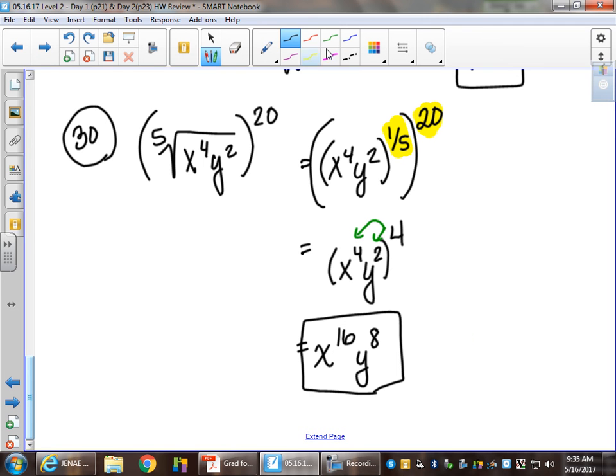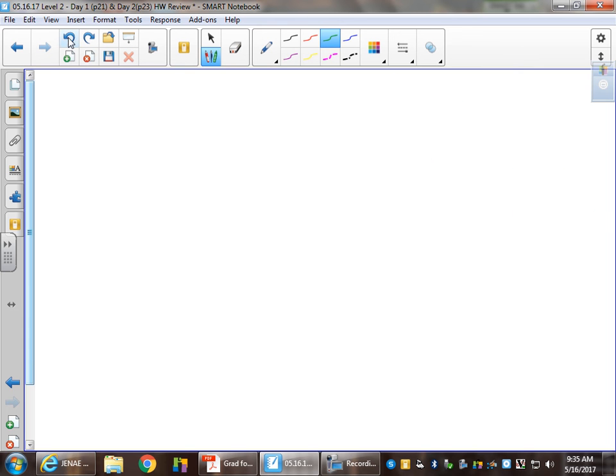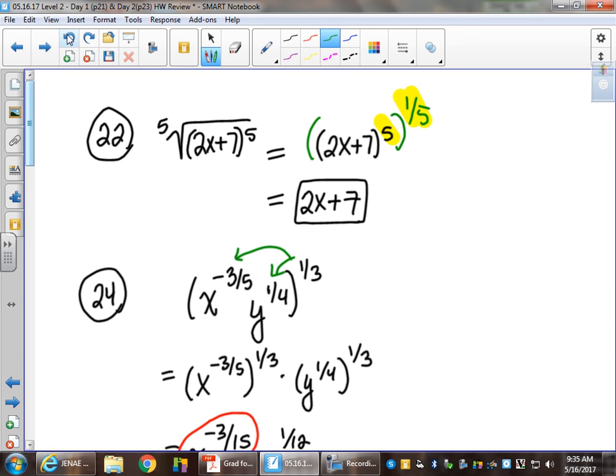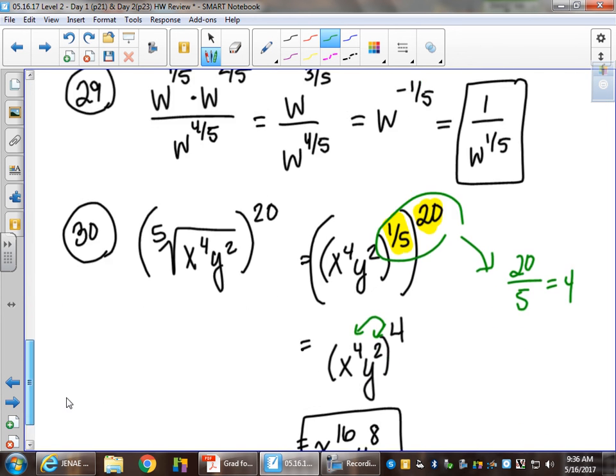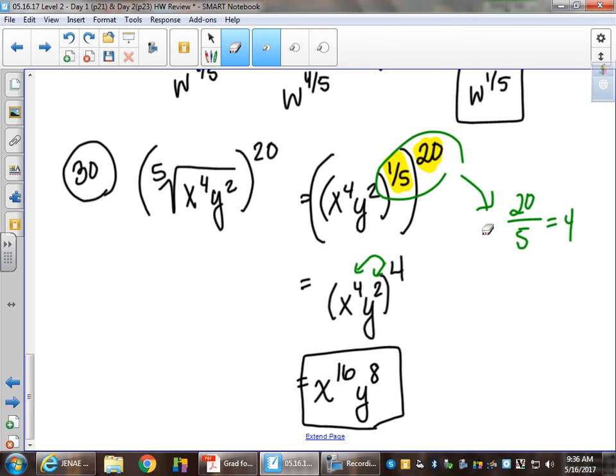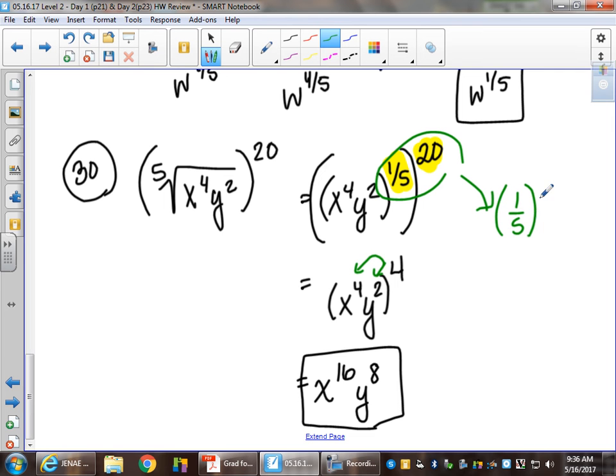I multiply. So when I did this off to the side, that's 20 divided by 5, which is 4. I multiply. Hold on. But that's what 1 says, so it's not always. Sorry, I scrolled wrong. Let me show you. 1/5 times 20 is what I did. 1/5 times 20 becomes 20 divided by 5, which becomes 4.